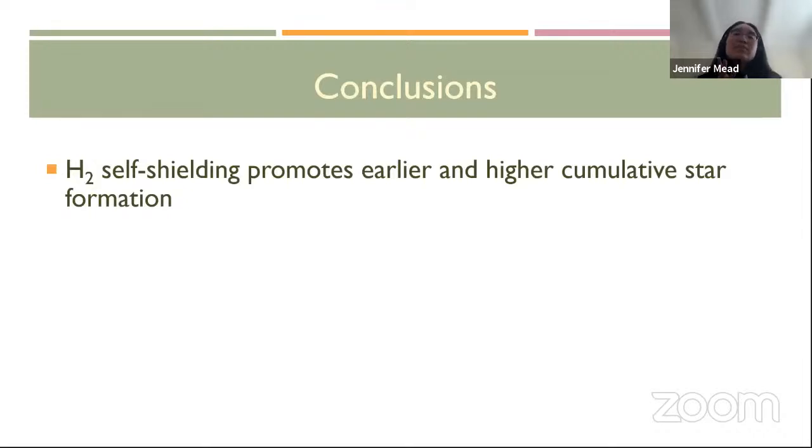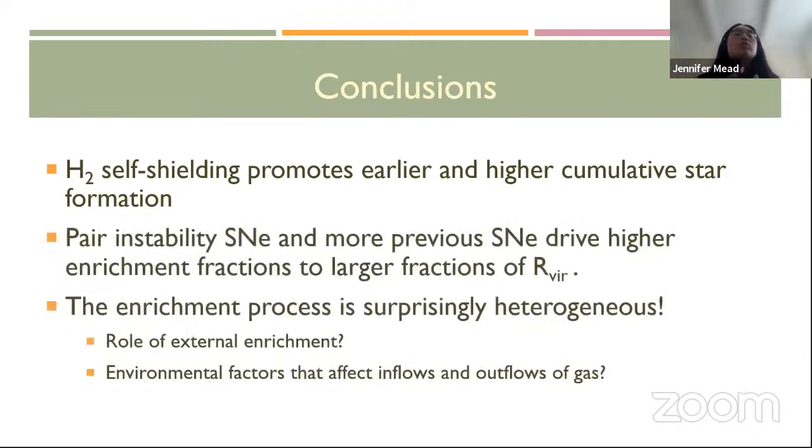So that's going to bring me to my conclusions. Earlier on in the talk, I showed that the molecular hydrogen self-shielding correction, in combination with the fact that we ray trace our photoionizing and photodissociation radiation, promotes both earlier and higher cumulative star formation. Then, if we pivot to look at the enrichment, first pair instability supernovae and having more previous supernovae drive higher enrichment fractions to larger fractions of the virial radius. And lastly, the enrichment process is surprisingly heterogeneous.